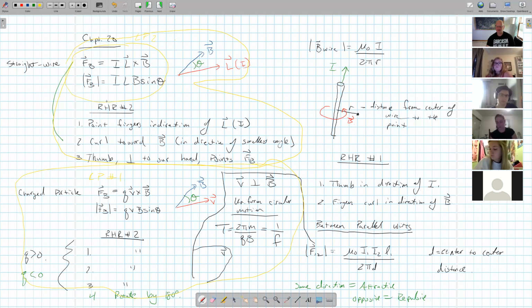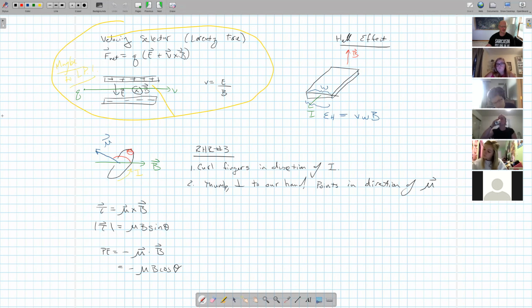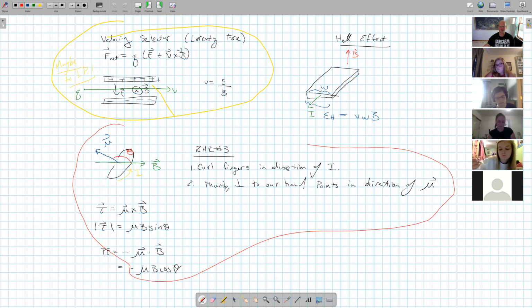Not too bad. Good. So short answers. Let's talk about short answers. So this stuff, force between parallel wires, this will show up as a short answer question. What else? Torque, potential energy, all this kind of good stuff here with right-hand rule number 3. It will also show up as a short answer. Hall effect will also show up as a short answer.